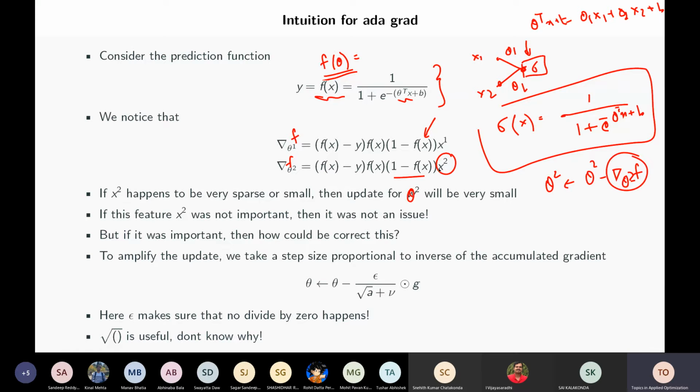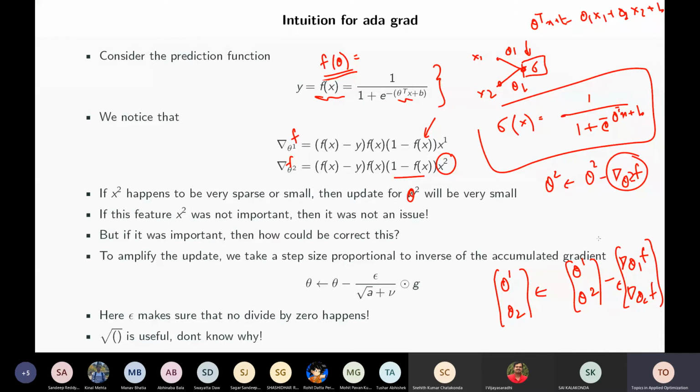Since the sample x2, if it so happens that the sample x2 was a very small value, the feature is very small, that will make my gradient very small. That would mean that the second component of my weight, so my weight has now two components, theta 1, theta 2, and in the gradient method I do old theta 1, old theta 2, and then minus grad theta 1 f and grad theta 2 f, and some learning rate also you can put here. So we are now looking at component-wise updates.